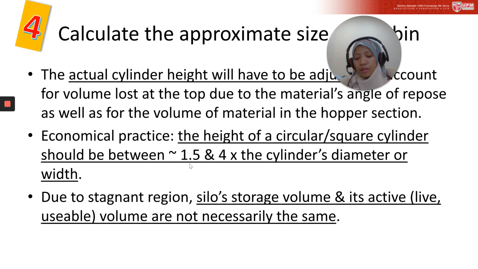And then note that the silo's calculated storage volume and its live or active, usable volume are not necessarily identical, due to the stagnant region. This is a common issue in bulk solid storage, which is totally different from liquid, because in liquid we don't have a stagnant region.